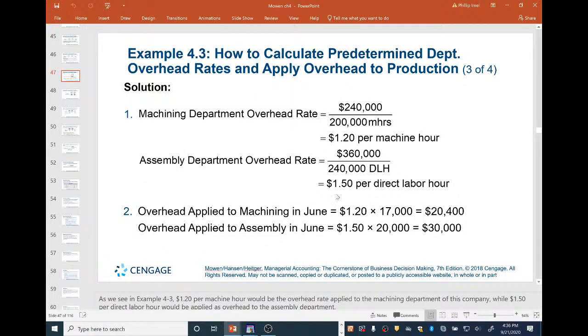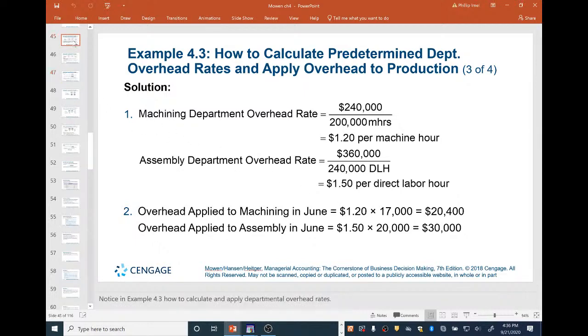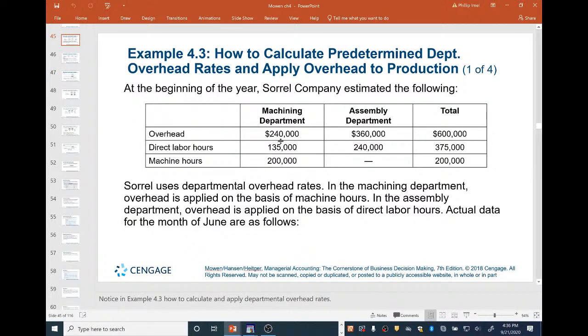240 over 200,000. Do you see that? Yeah. The 240, and then this is our cost driver here, the hours. So it's just going to be 240 over 200,000. That makes sense to everybody?